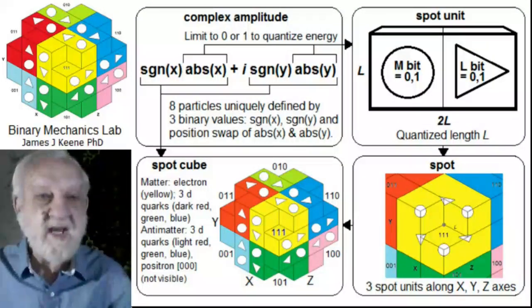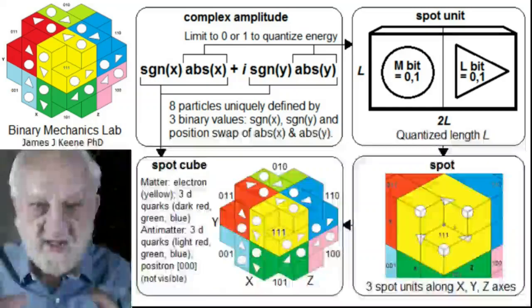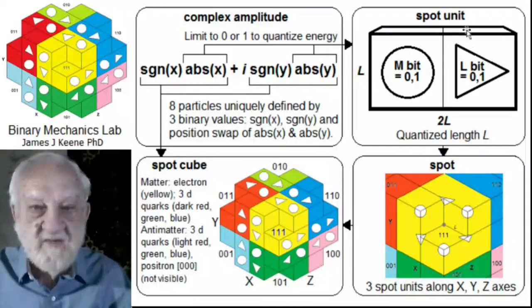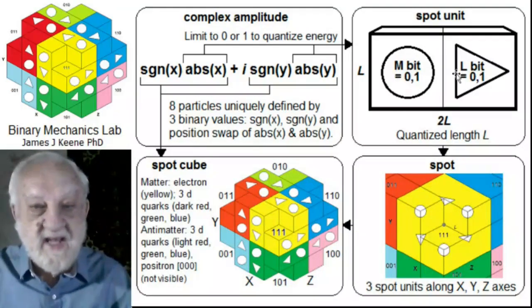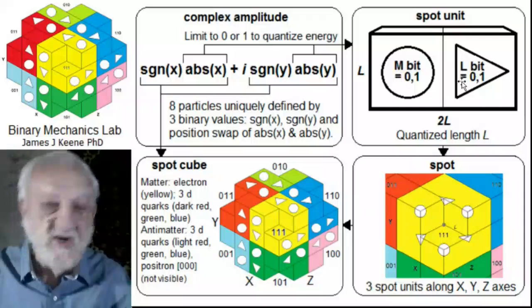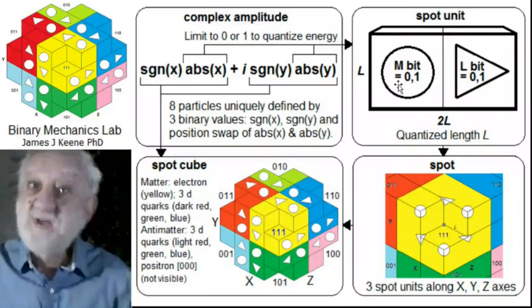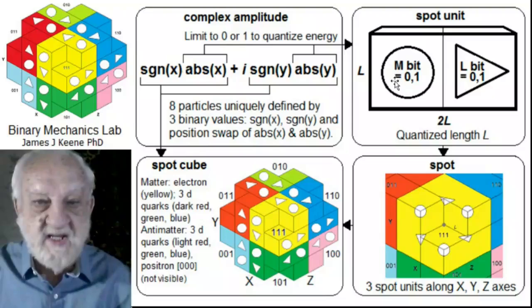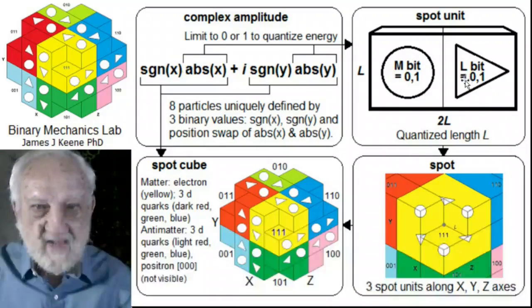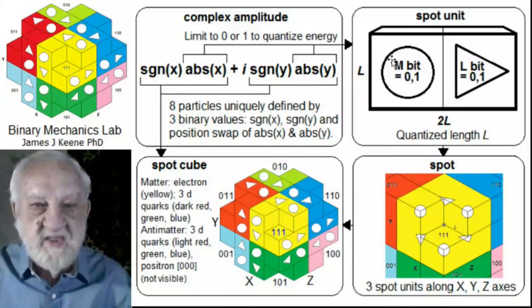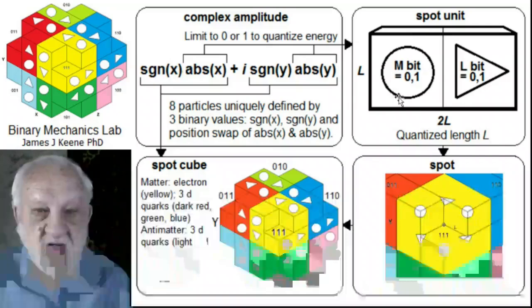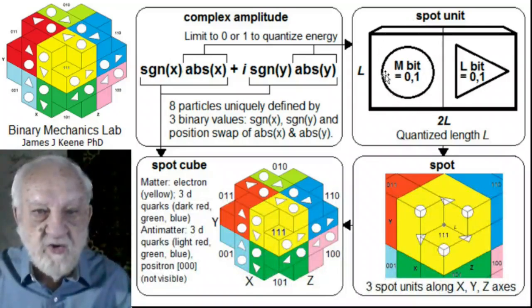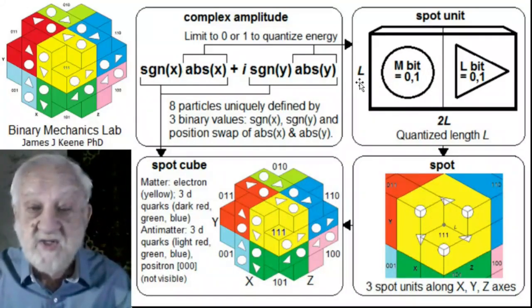In binary mechanics, we have structured space. We start with the idea of the spot unit, where we have two kinds of energy, M and L, shown by circles and arrows in our diagrams, and energy is quantized because M can equal 0 or 1, and L can equal 0 or 1. These M and L types of energy occur in quantized space, a cube of size L, which is the primary constant in binary mechanics, to define the spot unit.